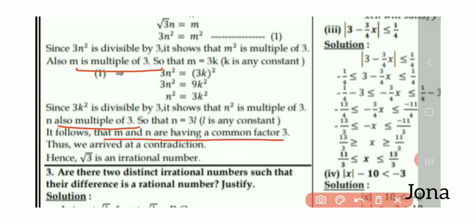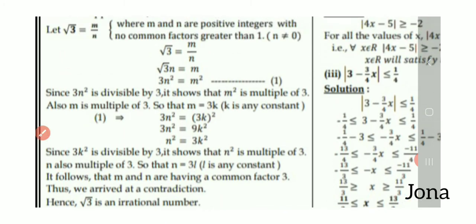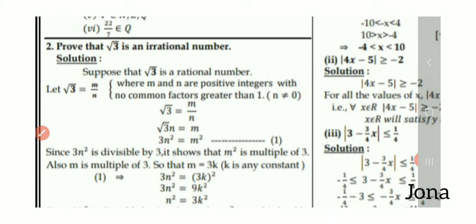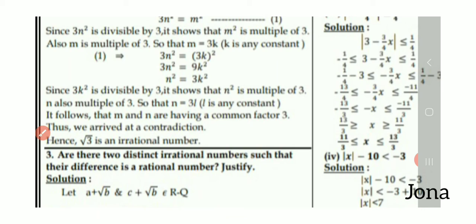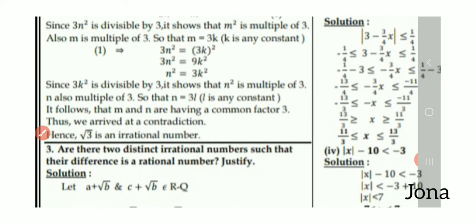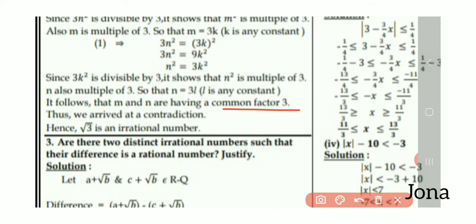Okay. So, in the beginning, we took root 3 as a rational number. That rational number means that m and n are positive integers with no common factors greater than 1. Isn't it? But now I got the common factor 3. Therefore, there is a contradiction now. Therefore, we can conclude this root 3 is an irrational number.